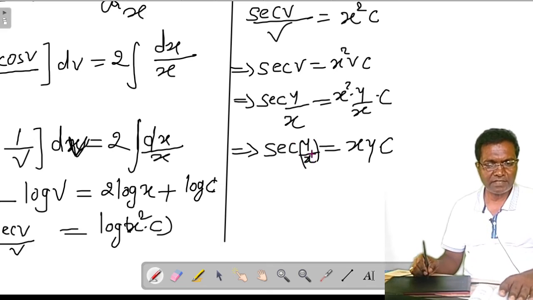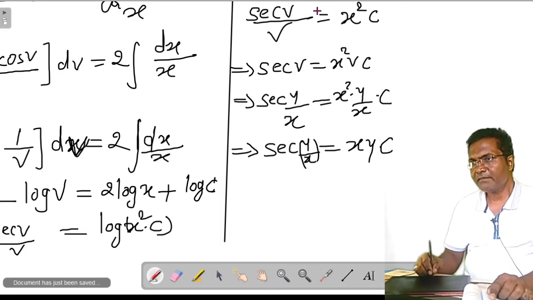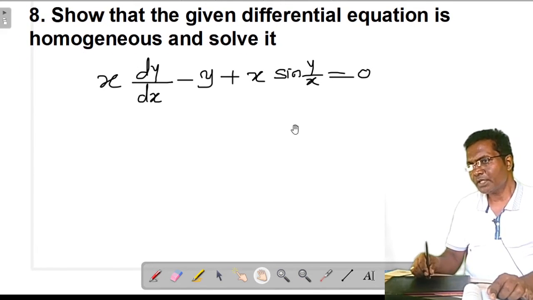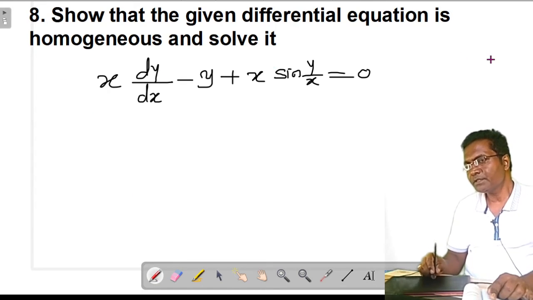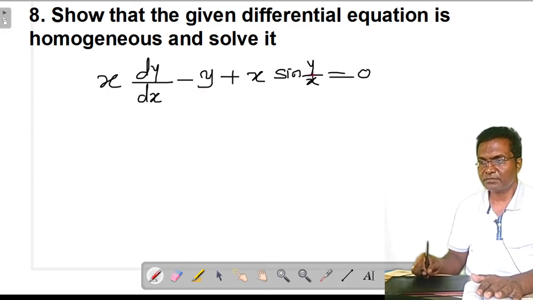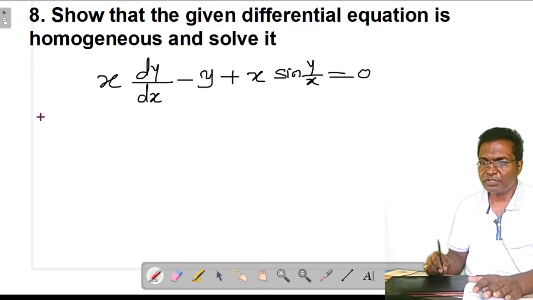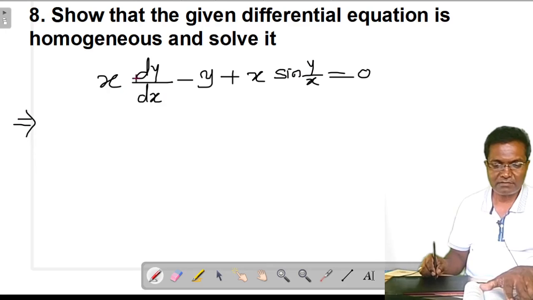So practice makes you perfect. Just watching won't help you. Let's have another example. Show that the given differential equation is homogeneous and solve it. Even if it is not asked to show it, if the question is to solve it, then check whether it is homogeneous or not by looking at the terms. If inside sine or cos or power of e is in the form of y by x, it is going to be homogeneous. Let's make one small correction here. Nothing is required, everything is fine.